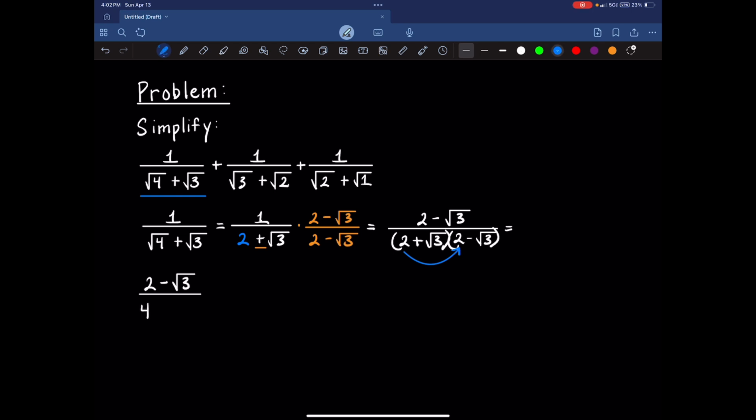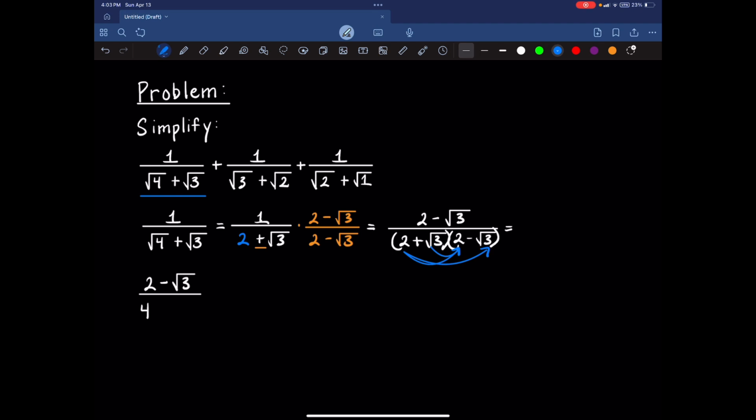The outside would be 2 times negative square root 3, which is negative 2 square root 3. But before I write that down, let's look at the inside term. Square root of 3 times 2, which would be positive 2 times square root 3, which if you add those two terms together, the outside and the inside terms, it's just going to make 0. So we're not going to write that one down.